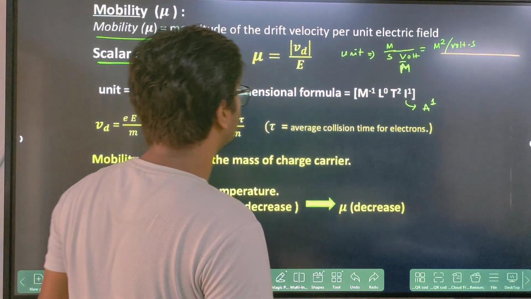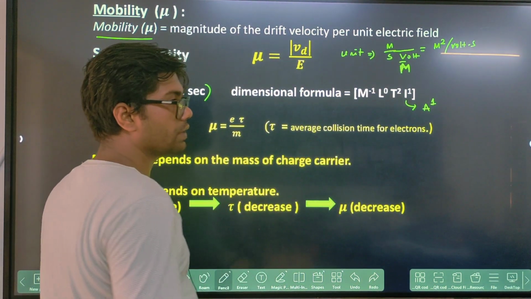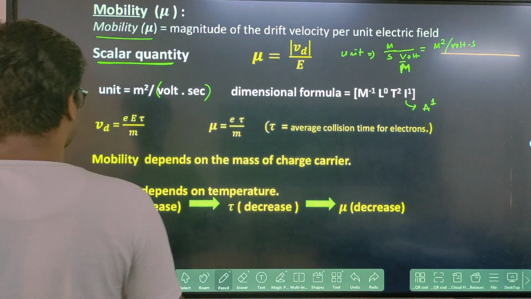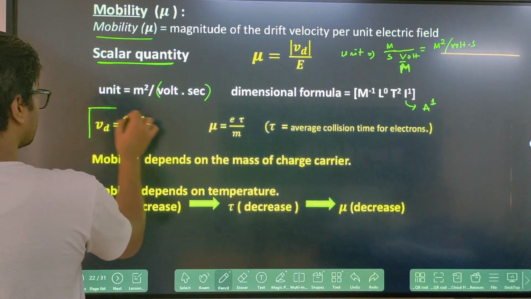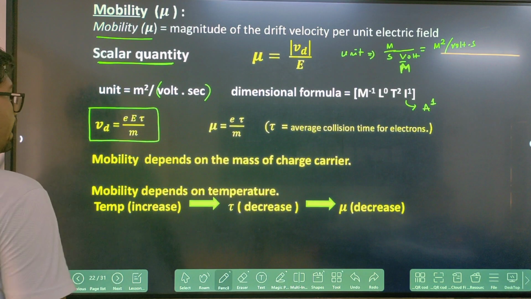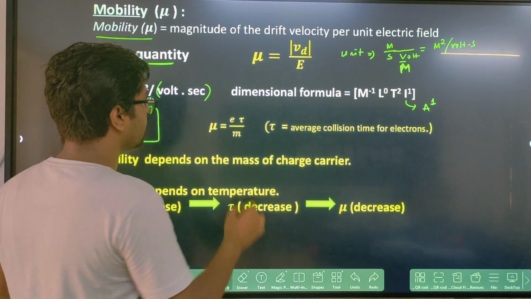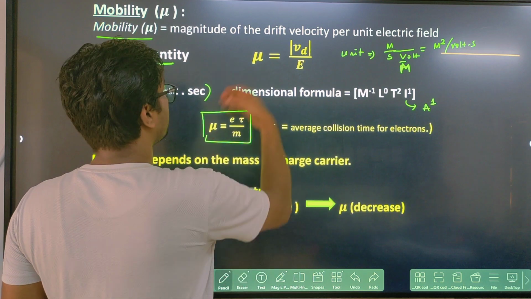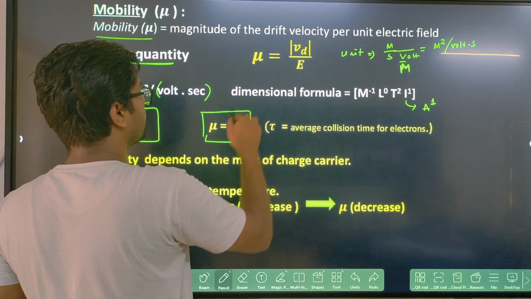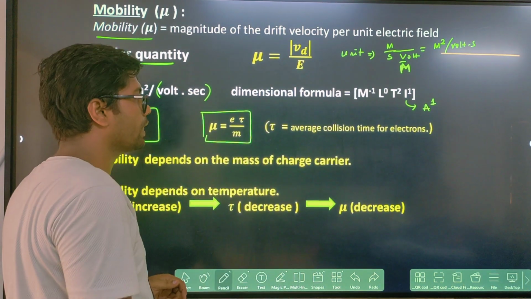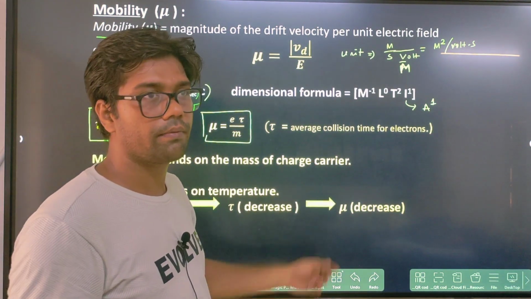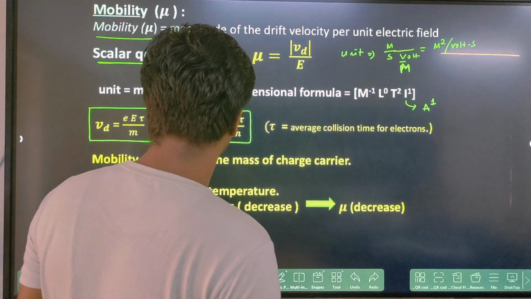Previously we have also seen how to find the dimension of the electric field. You just try it and you will find this relation. Now Vd, you know that Vd is what? E tau divided by m. So mobility can be written as E tau divided by m, because when you put this formula here, the electric field gets cancelled out, and this will be E tau by m. And tau is the average collision time for the electrons, or average relaxation time, right?